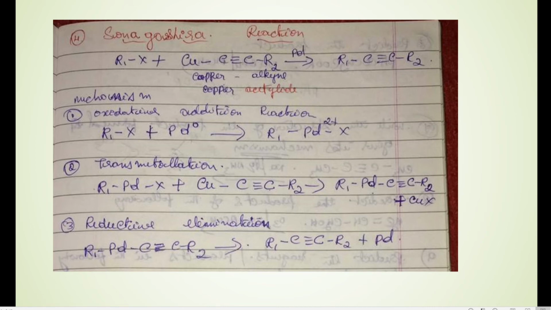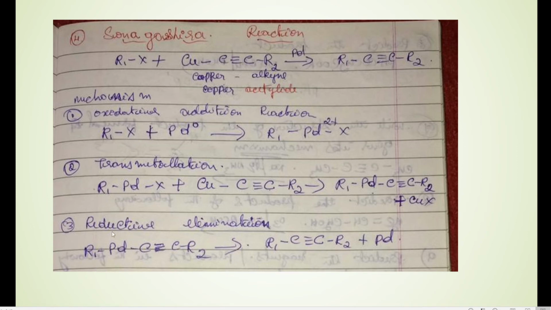So in the transmetallation step, the next step is the elimination of CuX from this molecule. Cu gets eliminated, and from this palladium complex X gets eliminated to come out as CuX. Then you just join this palladium part to this carbon, so you get R1 Pd C triple bond C R2 plus CuX. And the last step is reductive elimination, that is, elimination of palladium here.